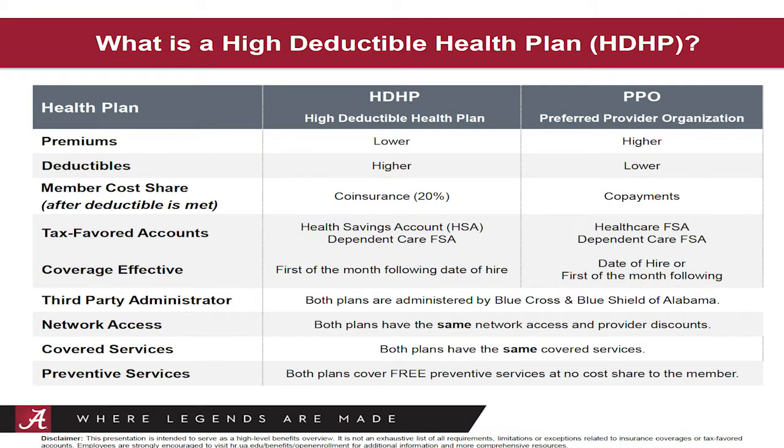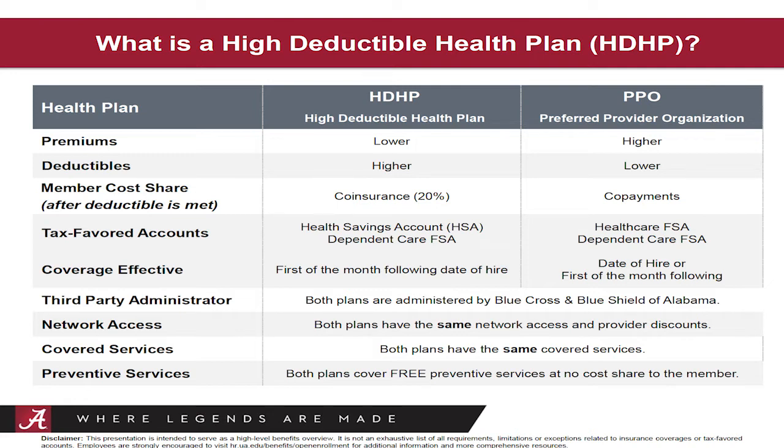Basic difference, high-deductible health plan is going to have lower premiums and a higher deductible than the current PPO. You'll also notice under member cost share that right now under the PPO you're used to co-payments. So you go to the doctor, you pay $35, and that's your co-payment for your visit, and that's it. Under the high deductible health plan, it's co-insurance structure. So once you satisfy that higher deductible, then you'll pay 20% of all of the eligible charges for any services that you receive.